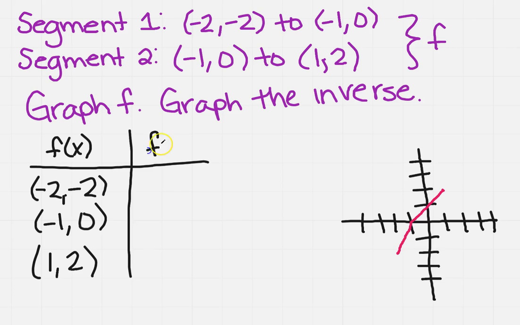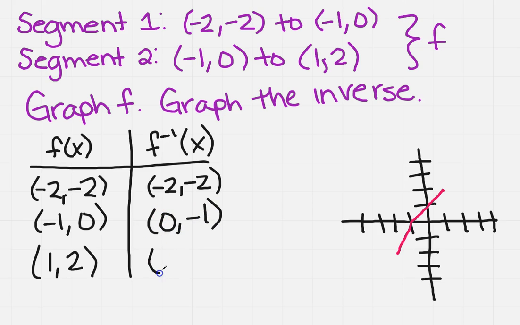So if I find the inverse, remember when we did the inverse, we exchanged x and y. So I'm just going to reverse the order of my ordered pairs. These are both the same, so it still looks the same. This one becomes 0, negative 1, and this one becomes 2, 1.